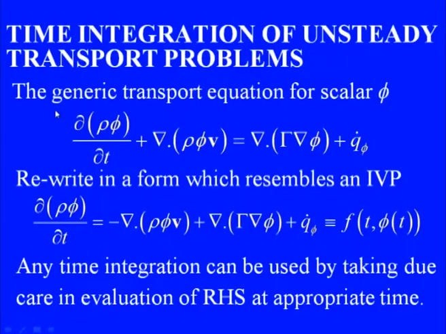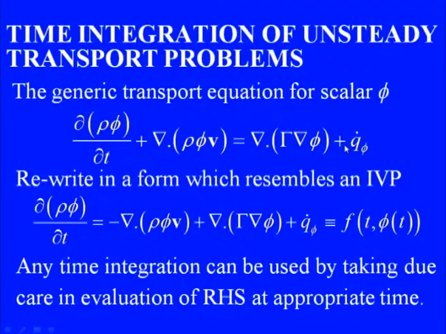Let us have a look at our generic transport equation for a generic scalar phi. Let us recall the governing differential equation which we had obtained for the transport of scalar phi. We had the time derivative term, del of rho phi by del t, plus this convective term, divergence of rho v phi, is equal to divergence of gamma times gradient of phi. This was our diffusive term, plus the last term was our source term, q dot phi.